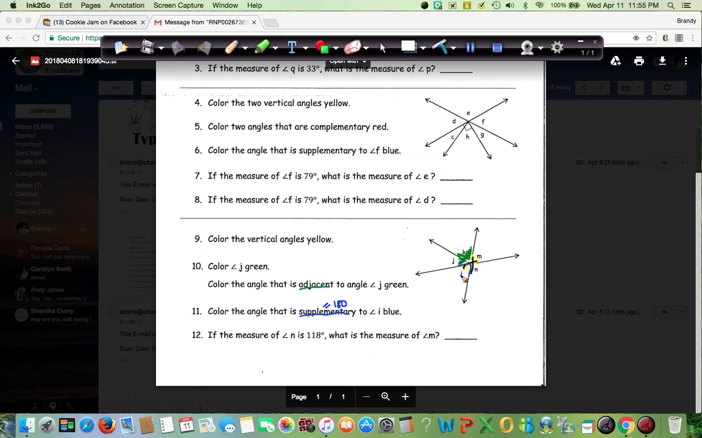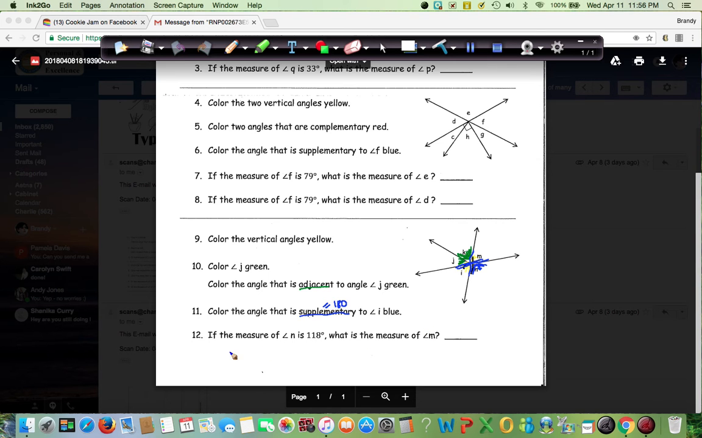So what's supplementary? Well, this entire line right here makes a line, but that has 3 angles. A pair is 2, so we can't do these 2. But look over here at N. N creates this line. You see this line right here? That's angle N. So we can color this one blue. And again, you can color the whole angle. I'm just trying to save some time.